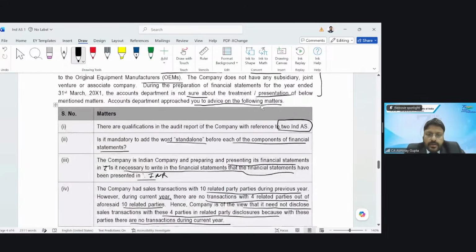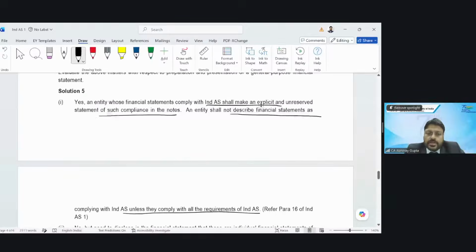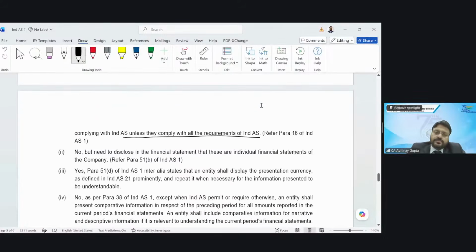Second one, is it mandatory to add the word standalone before each of the components of the financial statements? The answer is no. So we don't need to mention the standalone word everywhere, right? But we need to disclose in the financial statements that these are individual financial statements of the company. So somewhere on the financial statements, we need to state that these financial statements are the standalone financial statements for the company or the individual financial statements of the company.